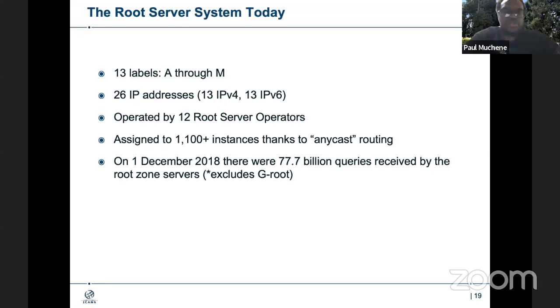Okay, so today, as I've mentioned, there are 13 labels, not 13 physical root servers. However, because of a technology known as Anycast, you're able to deploy multiple instances associated with one label. Let me give an example. I mentioned that each server has its own unique IPv4 and IPv6 address. But how do you get one machine to be distributed everywhere and share the same IP address?